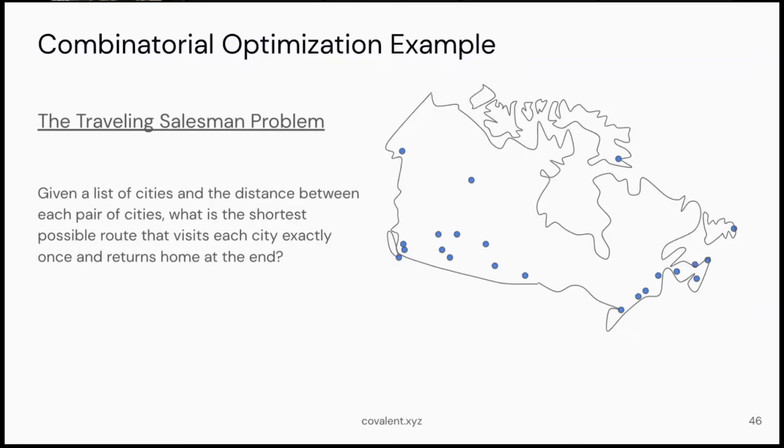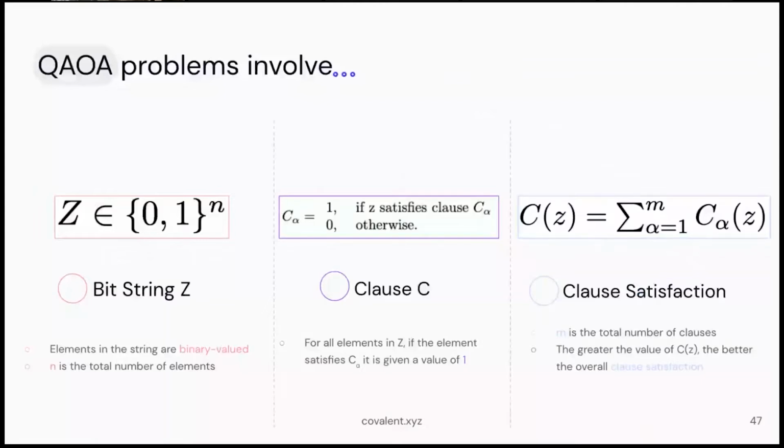So just to go over the math behind QAOA, first it involves some bit string Z. So each element in the bit string is binary valued at either 0 or 1 with n total elements in the bit string. The bit string is subject to some clause C. So the clause is equal to 1 if that element of Z satisfies your clause, or it's equal to 0 otherwise. And what you want is to maximize the clauses that are satisfied. So that's this clause satisfaction parameter to the right. That's just the sum of the total number of clauses. So the greater your value of C(z), the better your overall clause satisfaction is going to be.